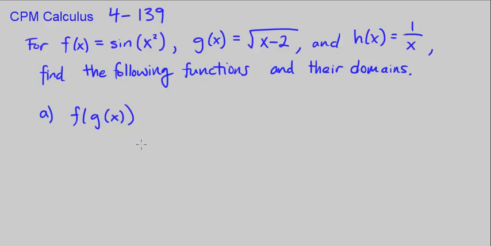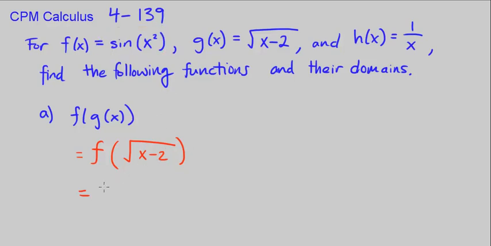These are all going to be compositions of functions, so let's go ahead and do this. Part A. We see f of g of x. The composition is f, and inside we plug in the whole function g of x. So f of g of x has square root of x minus 2 as the input to our function f. f here is sine of x squared.